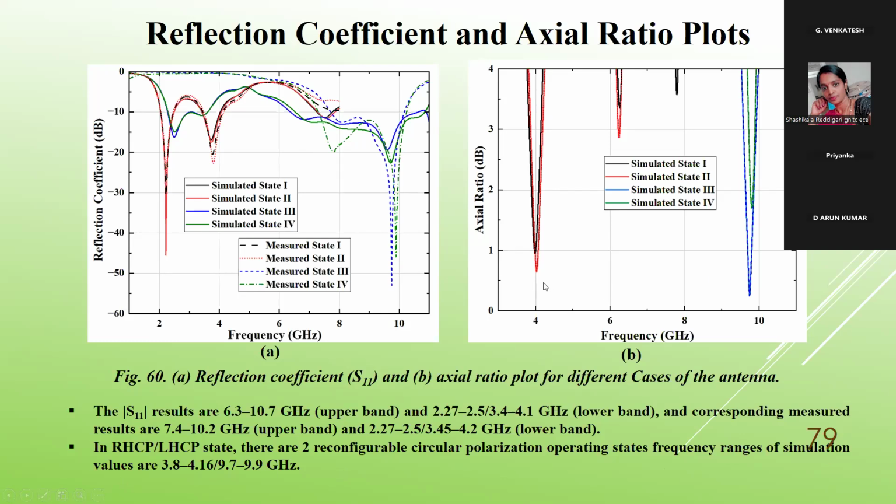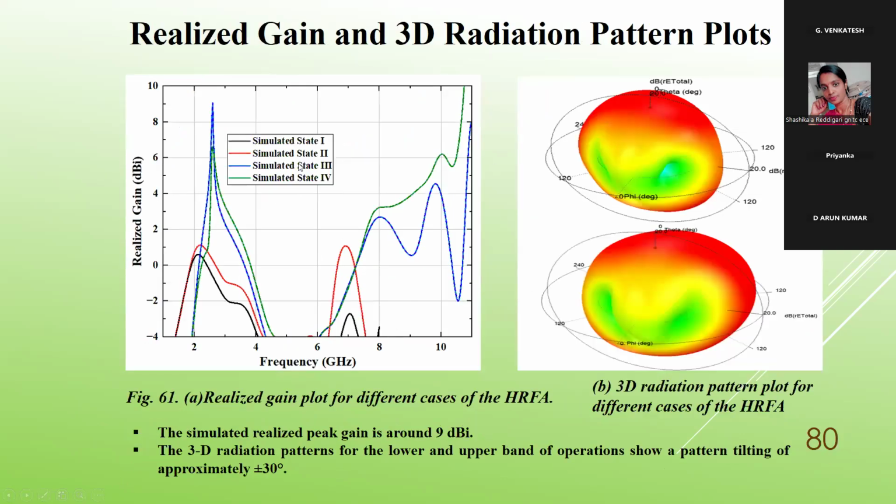From these, for different cases, the measured and simulated S11 values can be checked, and here the axial ratio can be checked. Coming to realized gain for the simulated cases 1, 2, 3, the realized gain is shown, and 3D radiation patterns are shown here. Realized gain is around 9 dBi. You can check the 3D radiation pattern for the lower and upper band, which shows pattern tilting of approximately plus 30 degree and minus 30 degree.